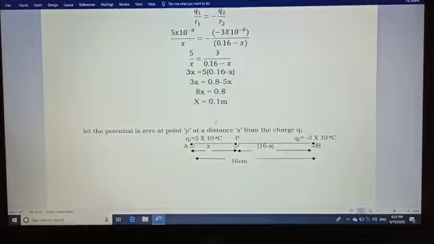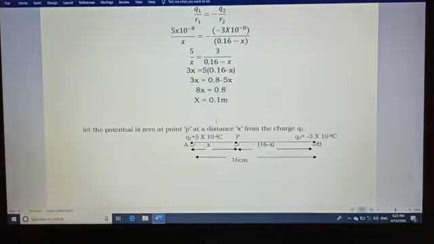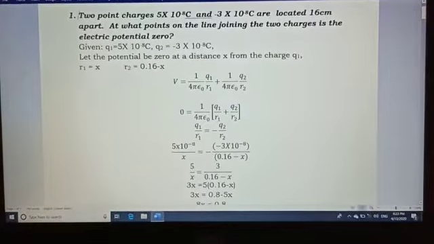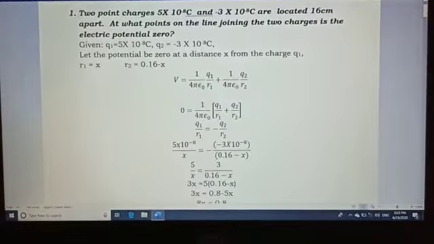So here, one is 5 into 10 to the power of minus 8 and the other is minus 3 into 10 to the power of minus 8 coulombs, located 16 centimeter away from one another. A is the one and B is the other charge. Now let us see what to find out here. At what point on the line joining the two charges is the electric potential 0? So therefore we need to study that.